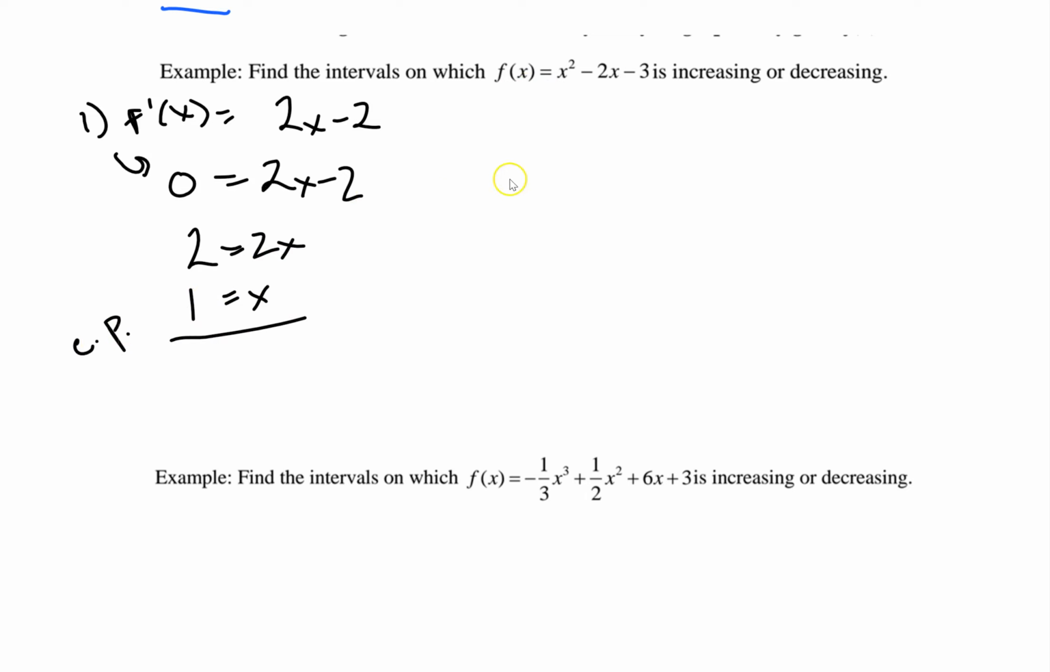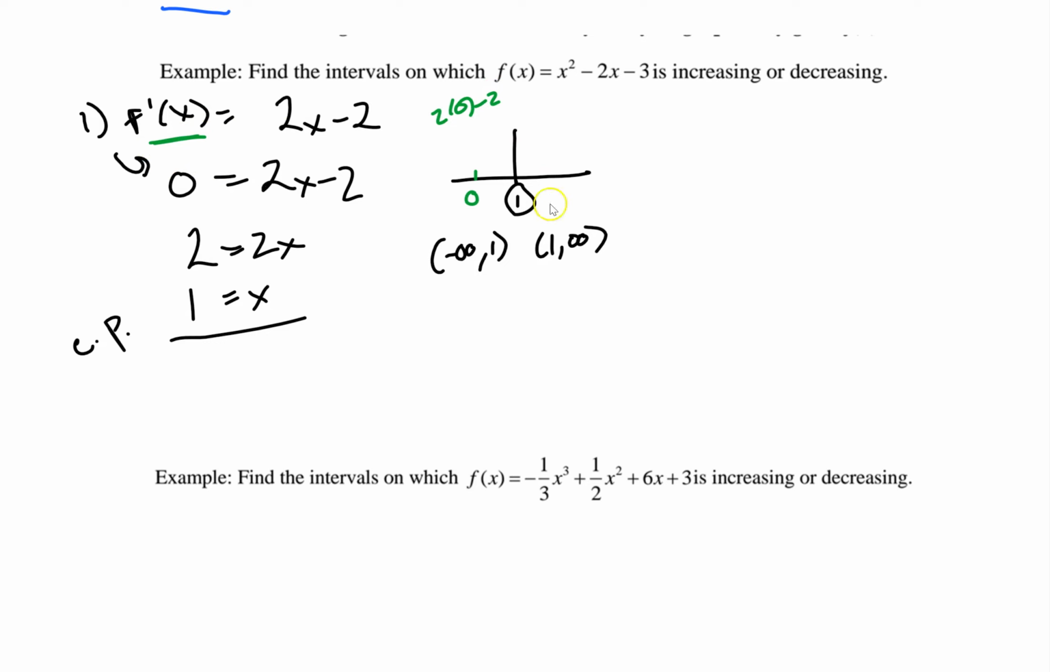And what I'm going to do next is just do a little sign chart. So here's my critical point. Right, what we have here is two options, right? We have this side, which is the interval negative infinity to 1. And we have this side, which is the interval 1 to infinity. And what we're going to do is pick a test point in that interval. So something less than 1, so like 0 is a good choice. And we're going to plug it in. So 2 times 0 minus 2. We're going to plug it into our derivative, by the way.